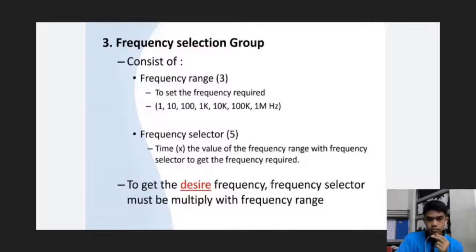The third one, the frequency selection group, consists of the frequency range and the frequency selector. Frequency range is to set the frequency required. The frequency selector value is multiplied with the frequency range to get the frequency required. To get the desired frequency, the frequency selector must be multiplied with the frequency range.